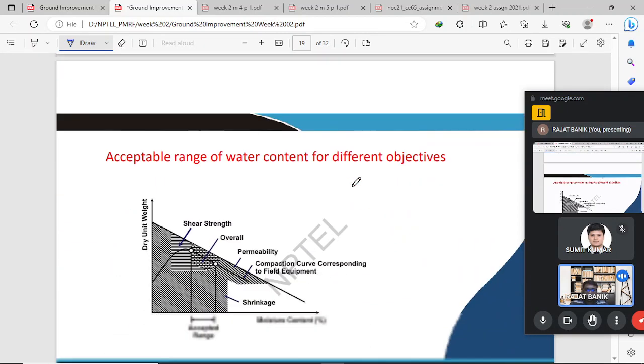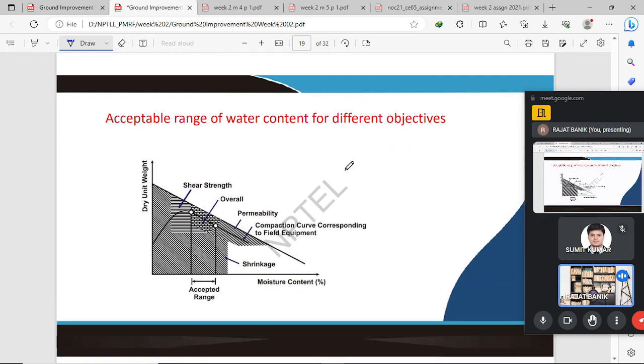Again, moving forward, here we define the range of water content required in the field, what range should be maintained. Here we see a normal compaction curve, and this is the zero air voids line. This is a compaction curve for some degree of saturation. In this curve, this point is the maximum dry density, and this point is the optimum moisture content.